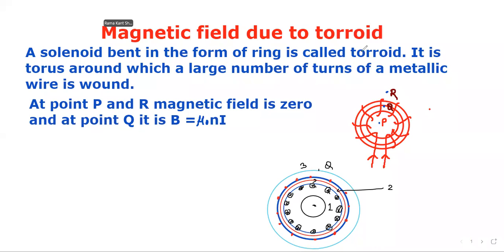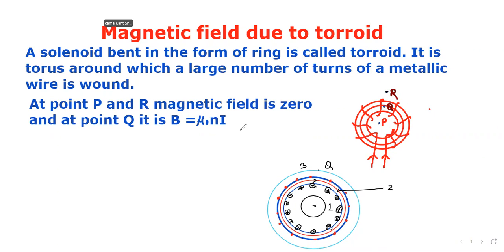Magnetic field due to toroid. A solenoid bent in the form of a ring is called a toroid. It is a torus, around which a large number of turns of a metallic wire is put. At point P inside and point R outside, the magnetic field is zero. And at point Q, which lies in the core of the toroid, it is mu naught Ni.